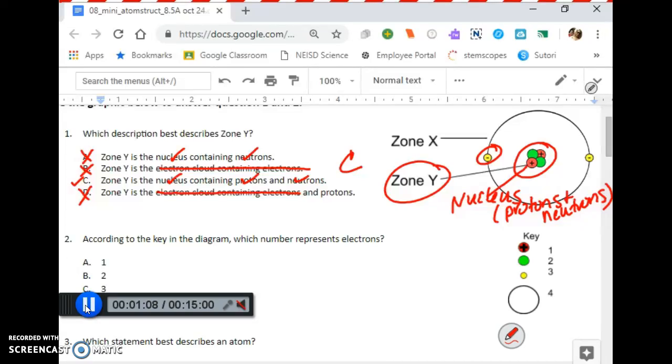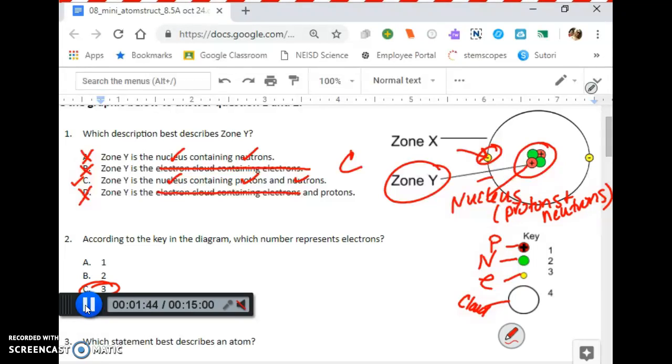Over here we have the key. We have these little red dots with the plus sign. That's definitely going to be our protons because of the positive charge. Then we have a little green dot that's the same size as the protons with no charge. Going to be our neutrons. Then we have the yellow over here, the small ones. They do have a negative sign in our diagram right here, which means that those are going to be our electrons. And of course, the big circle around the whole thing is going to be the electron cloud or the energy levels. According to the key, which number represents the electrons? It is going to be number 3.